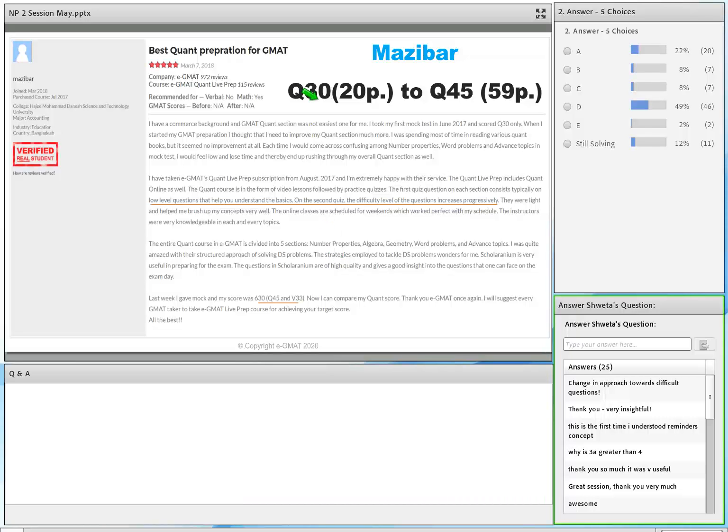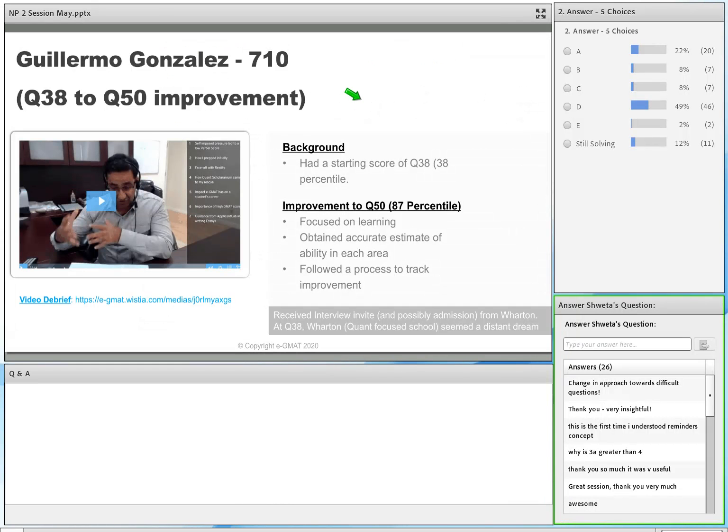Here's Mazibar, who went from a Q30 to a Q45. Isn't that magical? Just 20% people scored below him earlier, and now when he ultimately did it, 59% of the people scored below him. So everything happens if you just prepare the right way. This is Q38 to Q50. You know the highest score in quant is Q51. So going from 38 to 50 means you've done a lot. You focused on learning, obtained accurate estimate of ability.